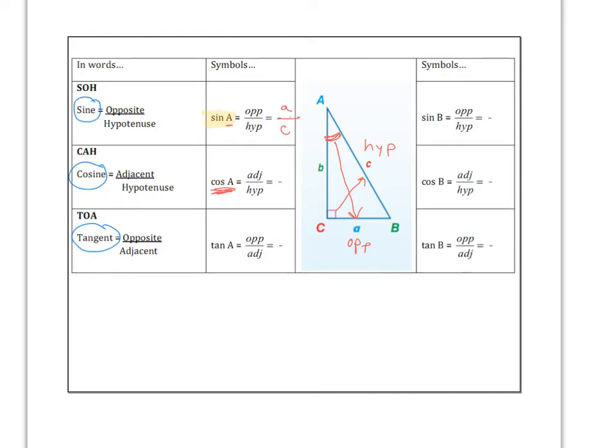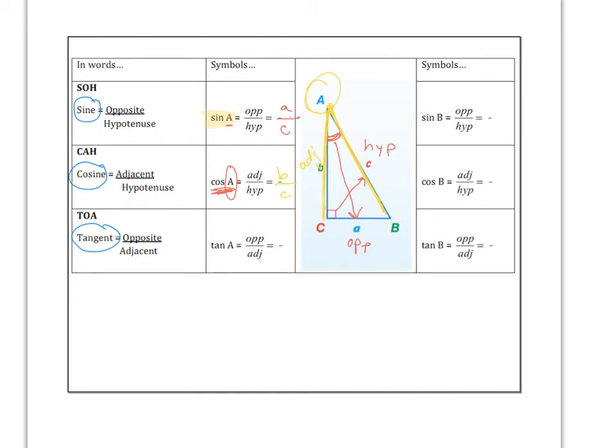So if I'm talking about angle A and I want to know what side is adjacent to it, I have to figure out what side touches it. Well, B touches it and C touches it. They both touch right here at angle A. But C is already the hypotenuse, so that means B is the adjacent side, right next to angle A. So adjacent would be little b, hypotenuse would be little c.